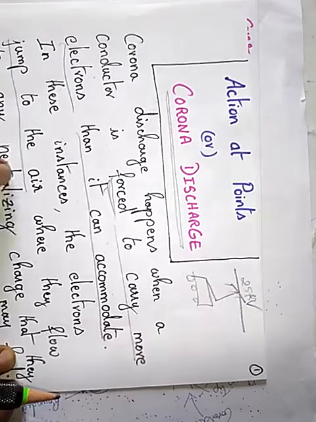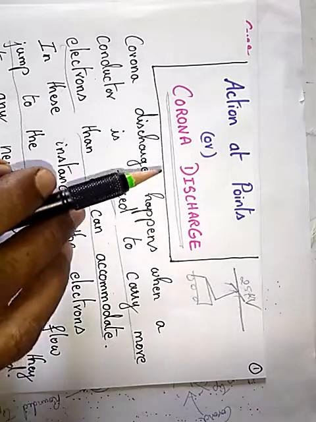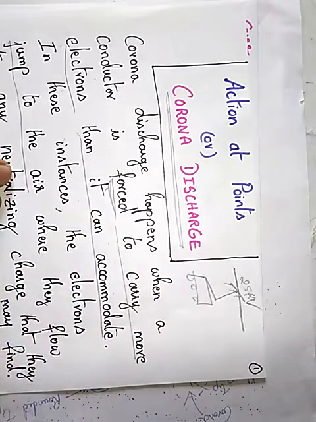So this is one kind of example for corona discharge. Hope you have understood the topic action at points or corona discharge.